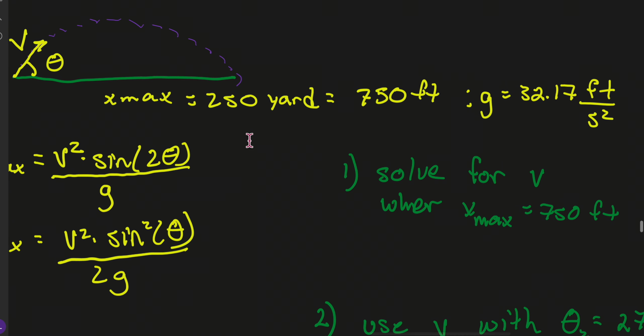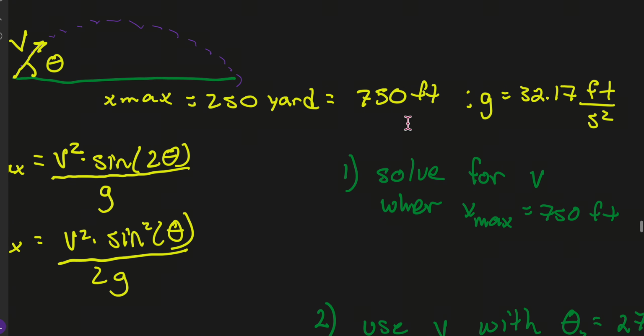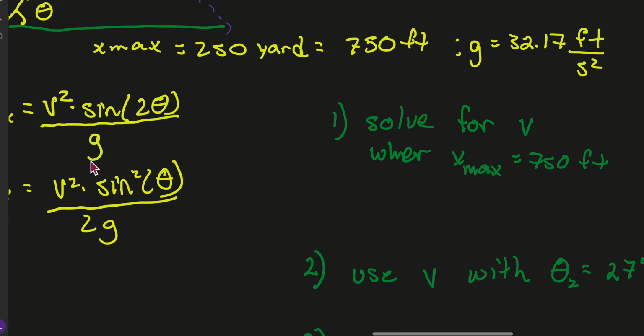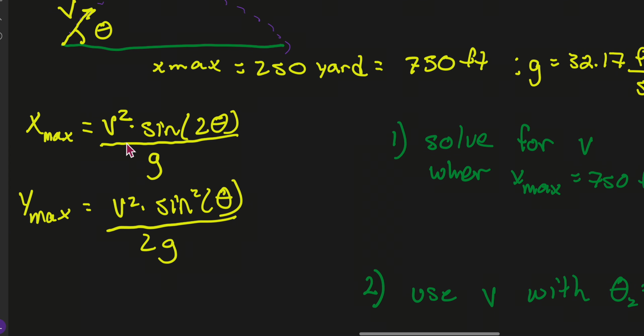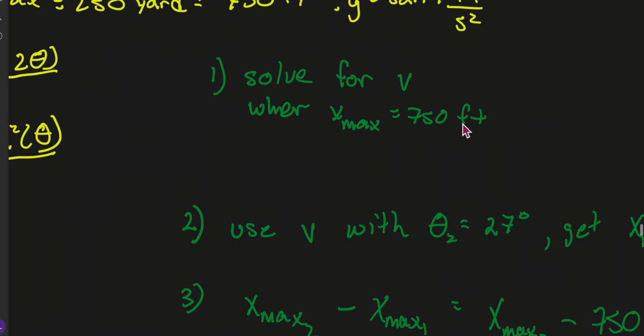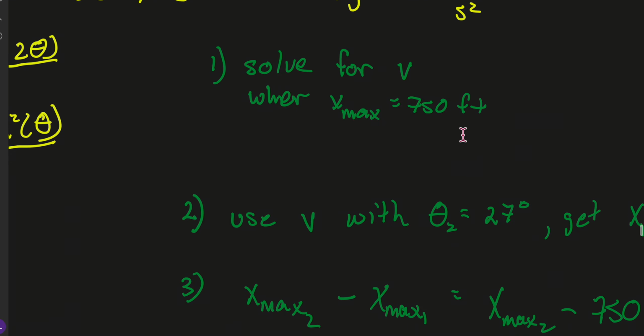Okay. So they tell us that the maximum range is 250 yards or 750 feet, and we're going to need the acceleration due to gravity in feet per second squared. That's going to be 32.17. Now don't worry about the negative here, okay? We're just getting magnitudes, or the size of the number. So what do we do? Well, we need to find the initial launch velocity. They tell us the range, we know the launch angle, and the acceleration due to gravity. So the first thing we do is solve for the velocity when the maximum range is 750.